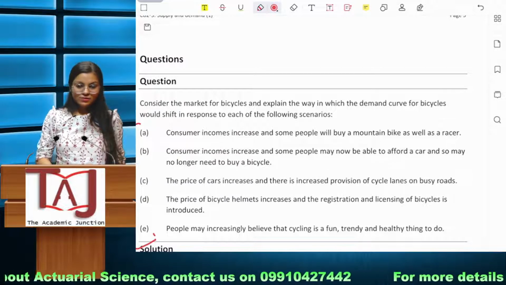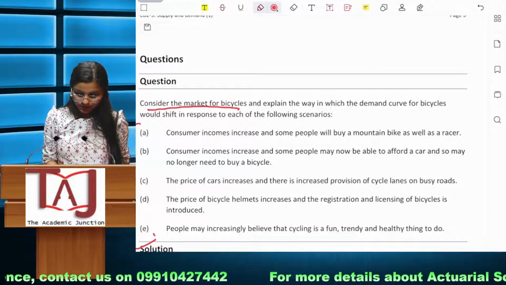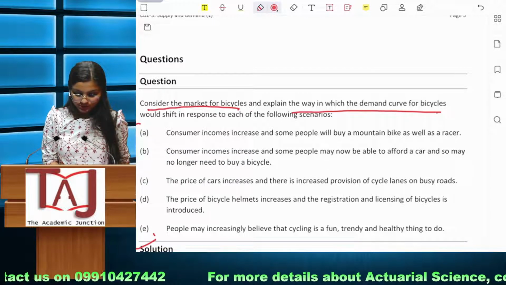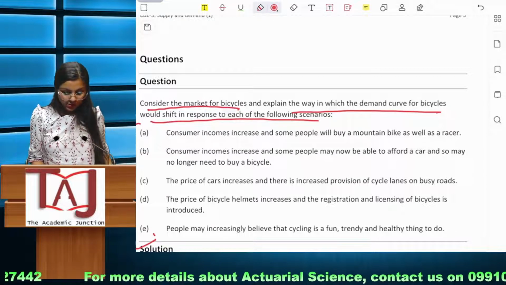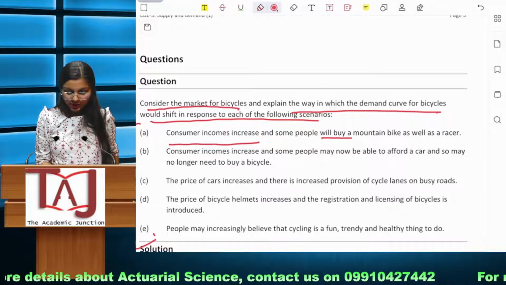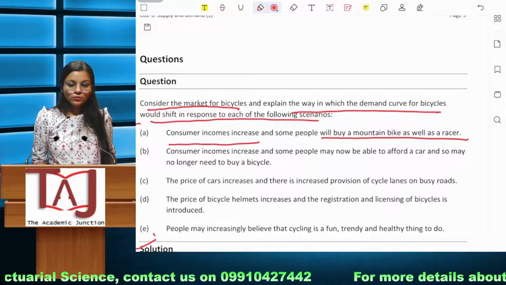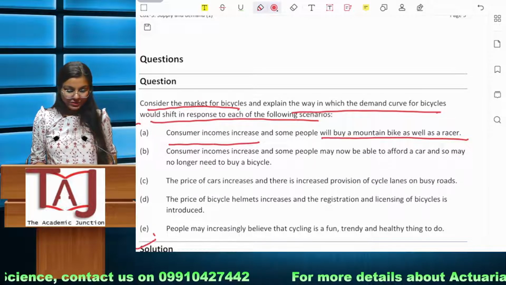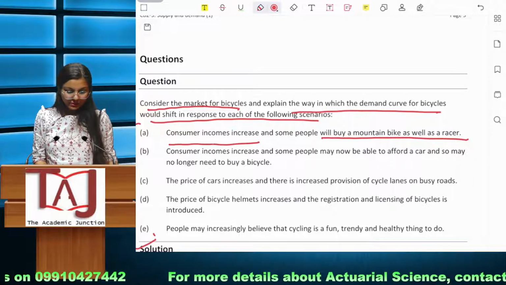So let's start discussing. Question was, consider the market for bicycles and explain the way in which demand curve for bicycles would shift in response to each of the following scenarios. So first scenario was consumer income increase and some people will buy a mountain bike as well as a racer. So if people are buying a mountain bike or a racer, how will it impact the demand for bicycle?